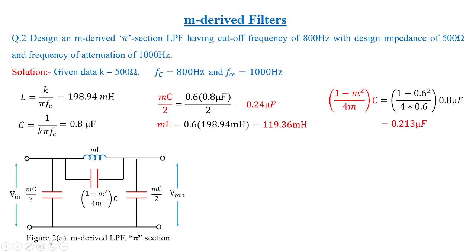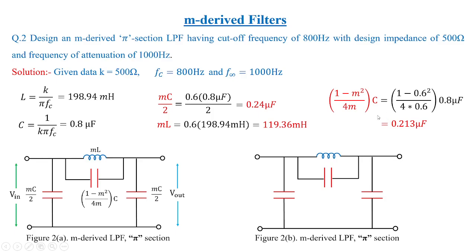Just replace this figure 2a, the m-derived low pass filter pi section, with the original values that we have calculated just now. So you can see the arm is shown in this fashion with the MC by 2 followed by 0.24 microfarads. Then you have the series arm shared by this parallel, which is given by these two values, and hence this is the design of m-derived low pass filter under pi section.